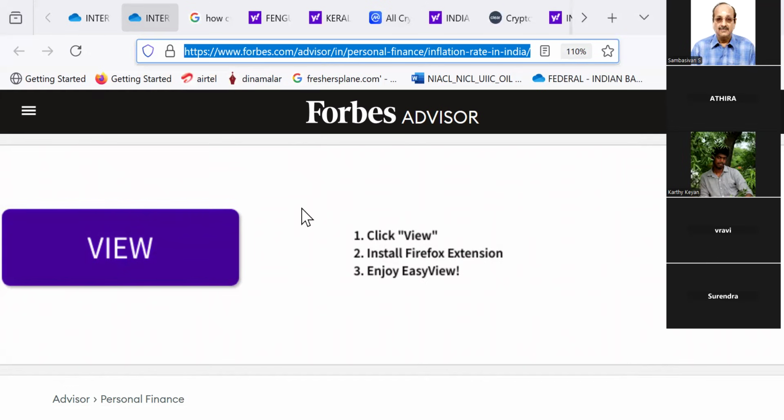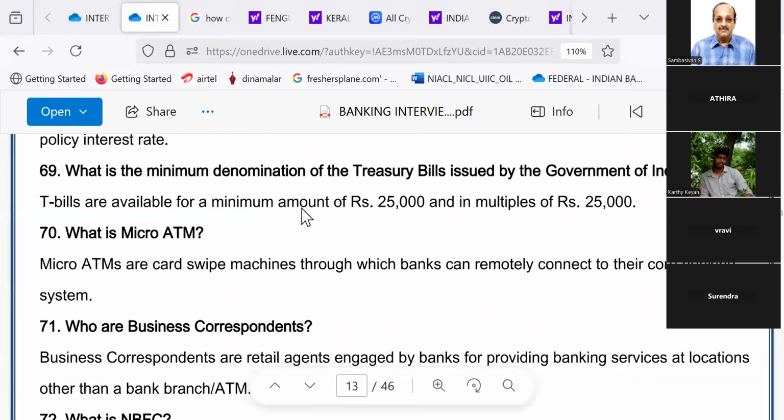Next question, 69. Please read. What is the minimum denomination of the treasury bills issued by Government of India? T-bills are available for minimum amount of 25,000 and in multiples of 25,000. This limit was fixed some 20, 30 years ago when 25,000 was a big sum. Nowadays, 25,000 is nothing.